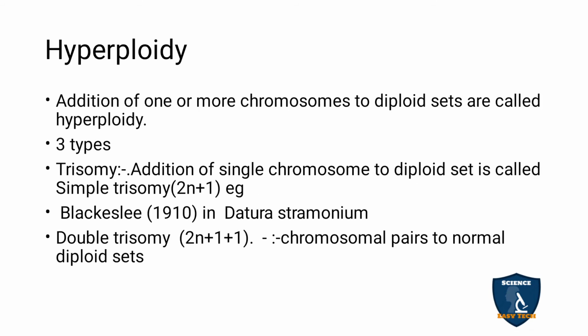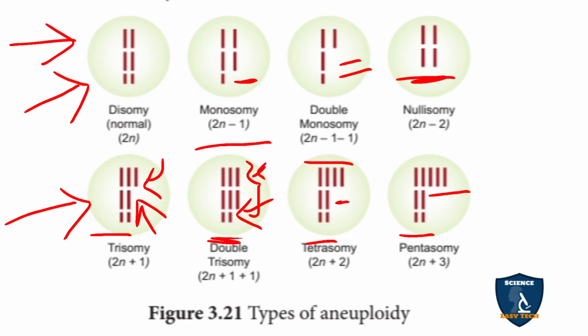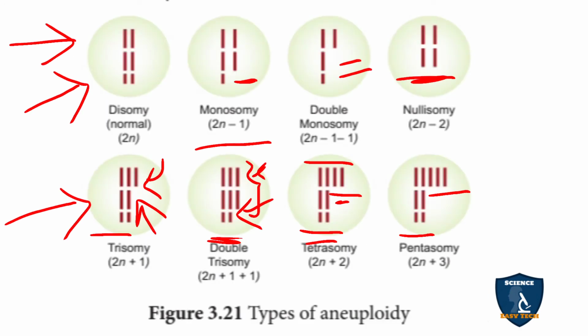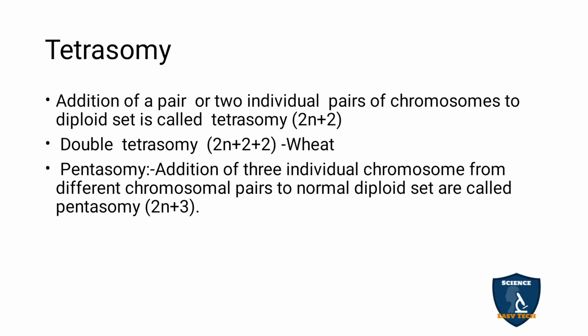Tetrasomy. So what does tetrasomy mean? As I said, this is the normal disomy condition, and 2 chromosomes are added to it. Then it is called tetrasomy, 2n plus 2. And double tetrasomy means an additional 2 is added to the tetrasomy. So here 2 and here also 2, and again another 2 will be added in this portion. That is seen in some varieties of wheat. 2n plus 2 plus 2.